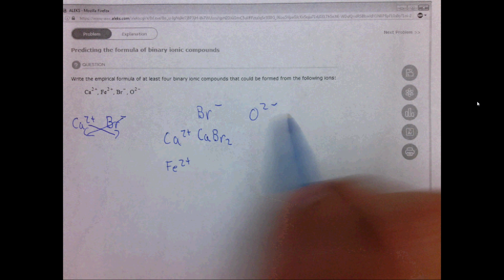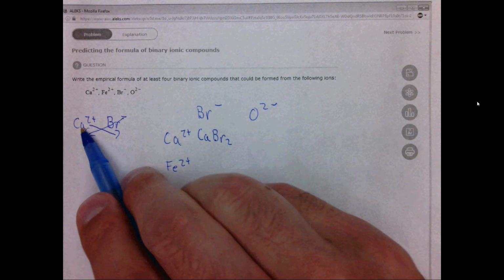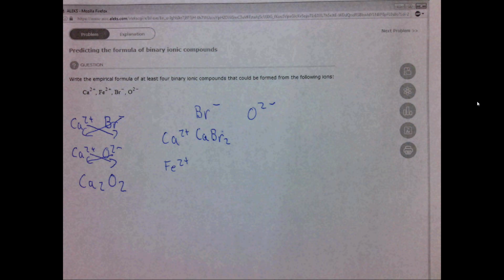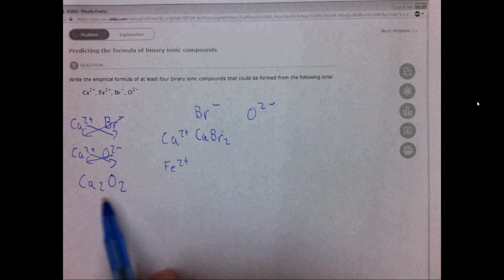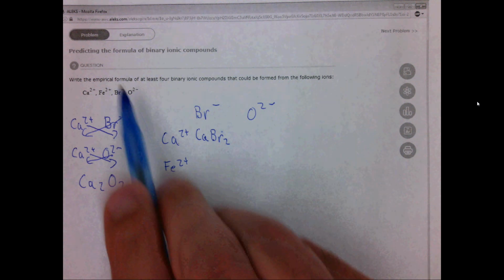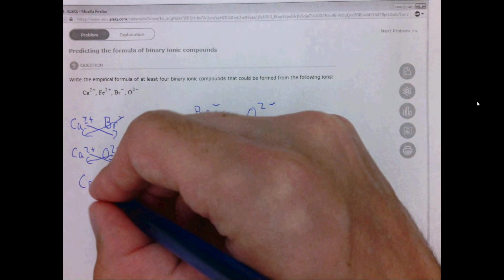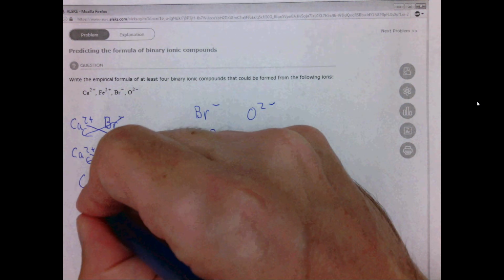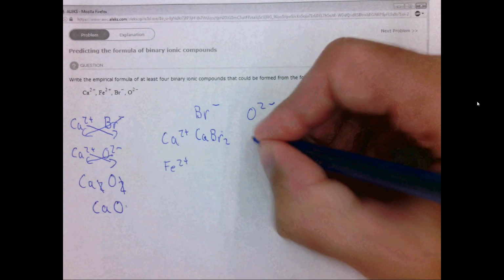In the case of Ca2 plus and O2 minus, it's a little bit more complicated. So we have Ca2 plus and O2 minus. We cross them, and we get Ca2O2. Now, since these are both 2, they have a common denominator. And we need to find the empirical formula, which is the simplest ratio. So we can divide both of these by 2. Said another way, if they're both the same number, cross them out, and what we get is CaO.